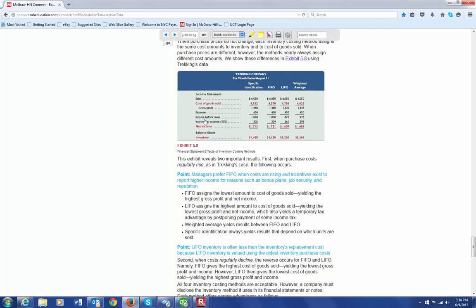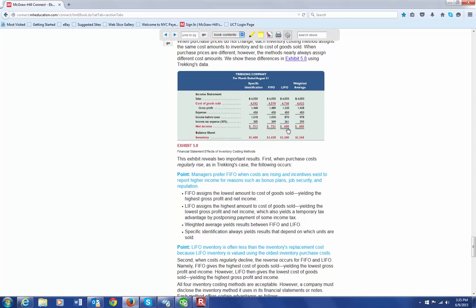So that gives you your income, and this is income before taxes. And because you have a higher cost of goods sold under LIFO, you're going to have less income before taxes than you do under FIFO. And remember, these are the 2 most common methods. That's why I'm pointing them out. If you're in a 30% tax bracket, you're going to pay more tax under FIFO because your income is higher. You're going to pay less tax here because your income is lower. But that also means your net income is lower overall.